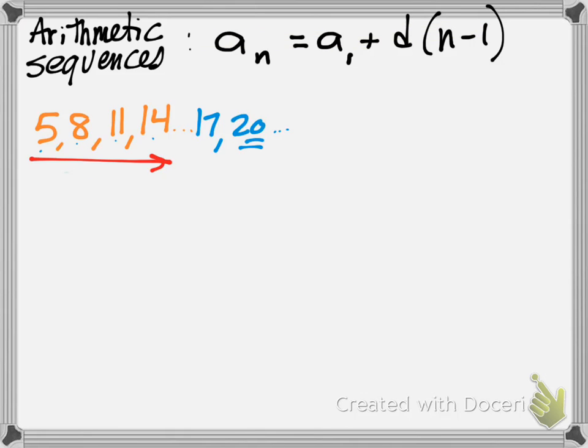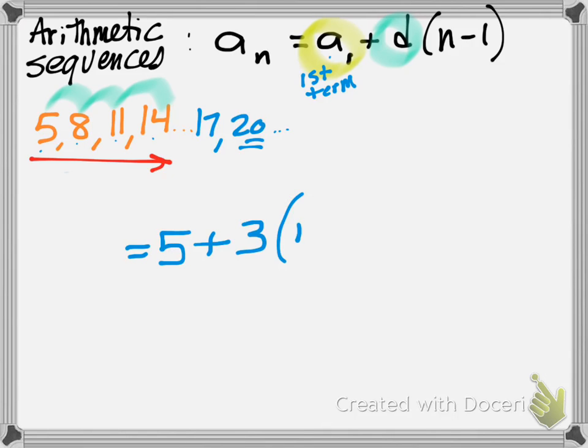So the first thing we're going to look at is a sub 1, and that is our first term. And it works this way for any sequence. So the first term in this sequence is 5. Then we're looking at the d. The d value is what's being added each time. We've already talked about what was being added, and that in this case is 3.